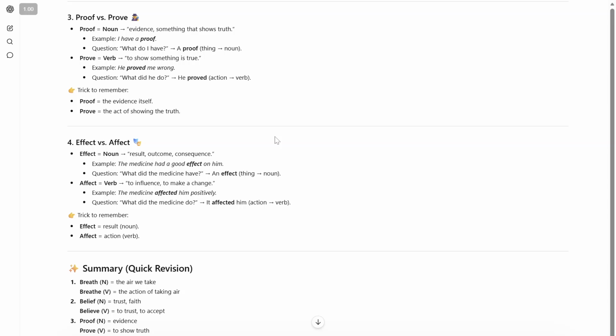Example: the medicine affected him positively. Question: what did the medicine do? It affected him, action, verb. Trick to remember: effect equals result, noun. Affect equals action, verb. And now for the summary, quick revision.